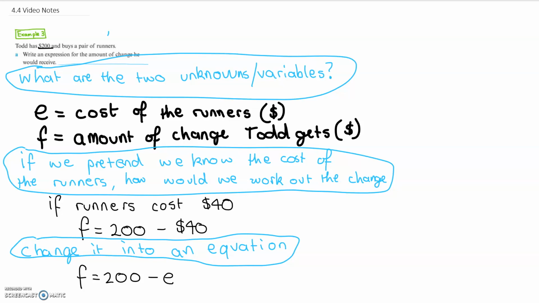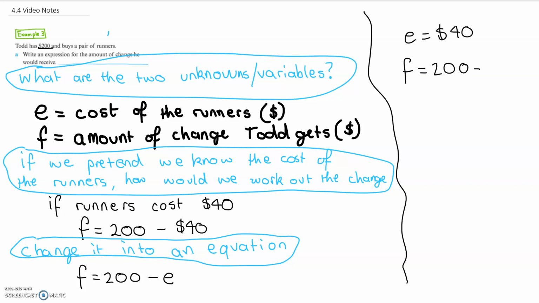Easy peasy, done. And of course we should check that our equation makes sense, so let's really quickly substitute into it, and we can use that $40 again. So let's say that E equals 40 bucks, and we're going to test our equation out to see if it makes sense. So if we think about it, if the runners cost 40, our equation should say that we get $160 worth of change, which is what we get, right? Because 200 take away 40 is 160. And that sounds about right. So that equation is reasonable. We've checked it.